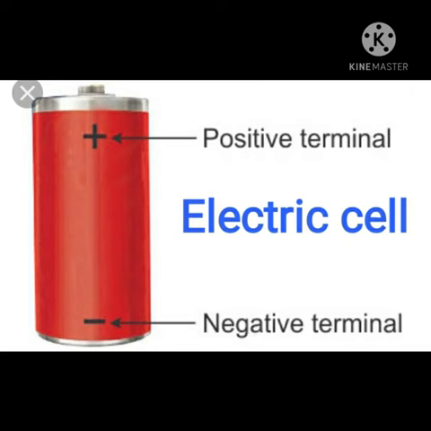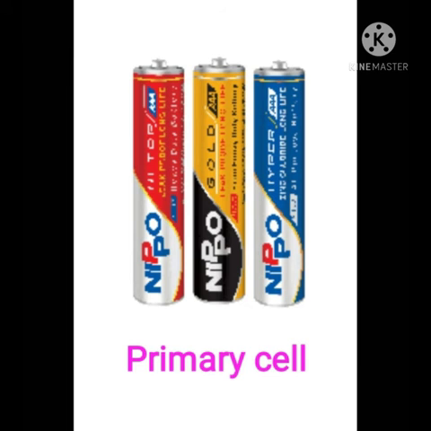Cells come in different shapes and sizes. To produce a large amount of electric current, we use a combination of same kind of cells. The combination of cells is called a battery. About 80% of available batteries are composed of nickel and cadmium. Electric cells are of two types, primary cell and secondary cell.